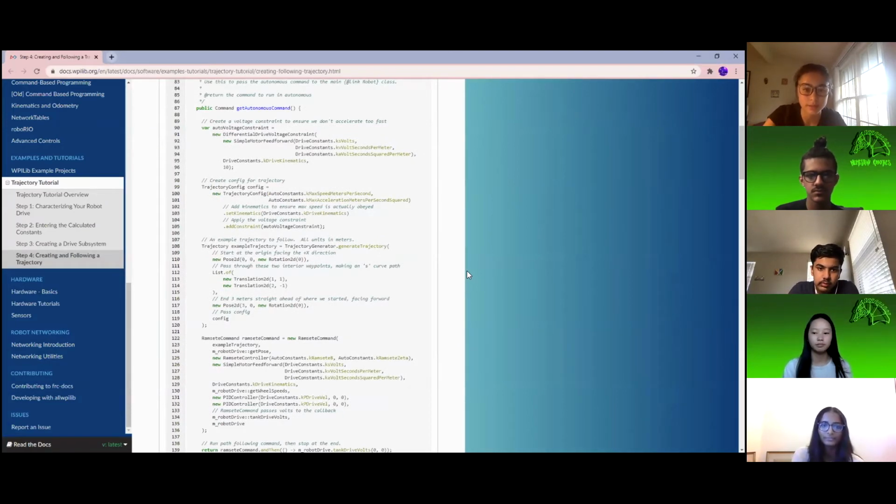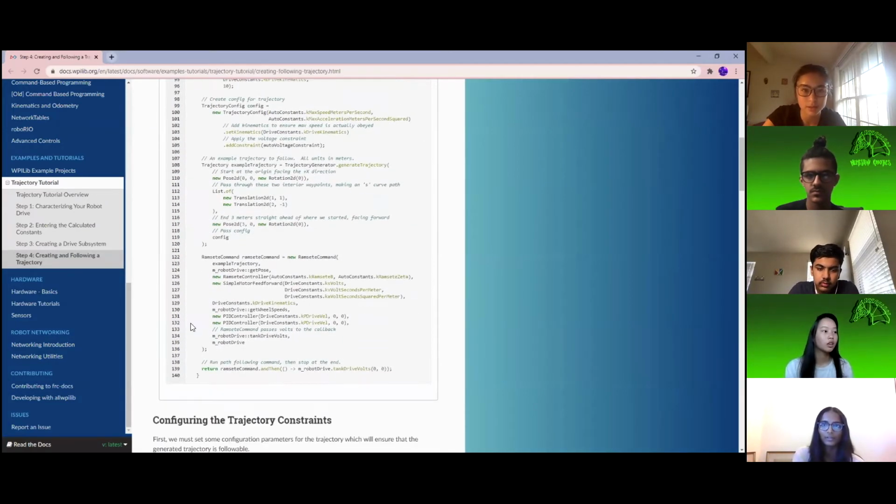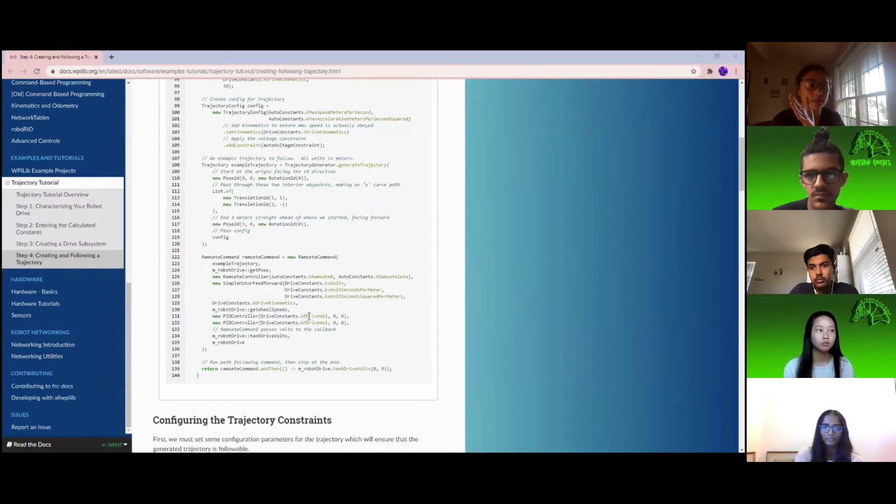What is the pose? Get pose gets the current pose of the robot so that it can make calculations of where the robot should go next. And the pose is when the curve is split into vectors.